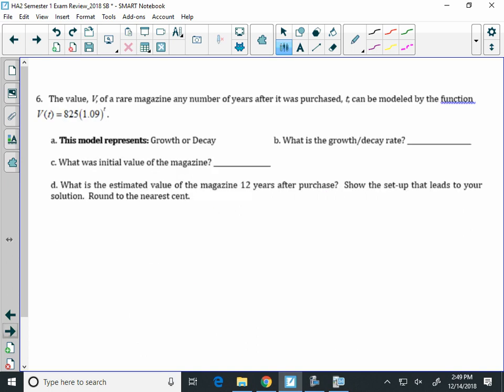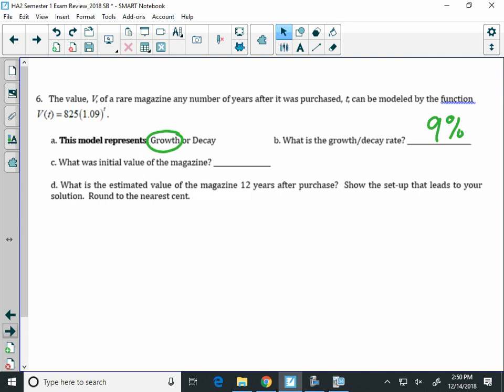This time we're talking about the value of a magazine after it was purchased, modeled by this function. This time is it growth or decay? Well, we look at this 1.09 in the parentheses. Because 1.09 is greater than 1, it is exponential growth. For the rate of growth, I can't really cover it up with my hand here, so I'll scratch it off for a second. You ignore that 1. All you have left is 0.09, which is 9%. That's the percent that you are increasing by. It's the number after the 1, the decimal. So this magazine increases by 9% every year.